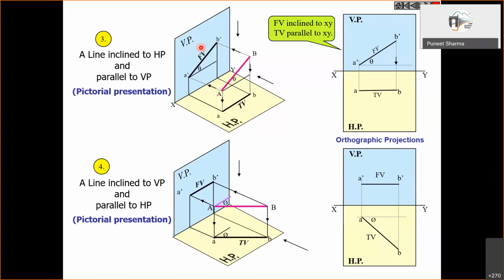So two things are happening. B dash is remaining at the same distance from XY, but A dash B dash distance is changing and theta is also changing, right? So whatever new angle we'll have here, that actually is referred as an apparent angle. It's apparent angle because it is not giving the true inclination of the line, right? It's only showing us some apparent inclination. Okay. So these all changes we observe in the front view. But of course, at least distance of B dash from XY remains same.